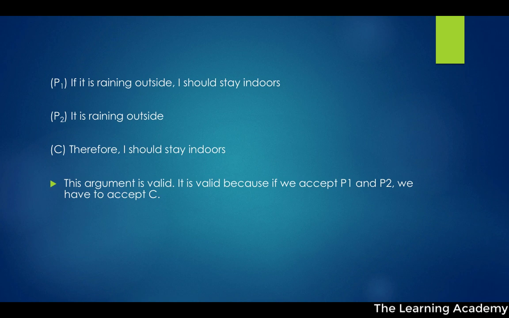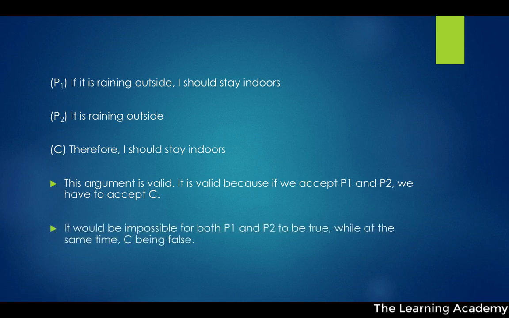So if it is raining and I should stay indoors, and then if it is actually raining, therefore I should stay indoors. These two premises can't be true and the conclusion false. It would be impossible for both premise 1 and premise 2 to be true, while at the same time the conclusion is false. That is what a valid argument is.